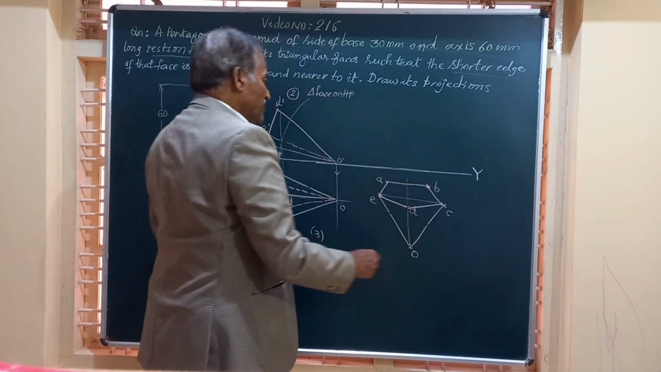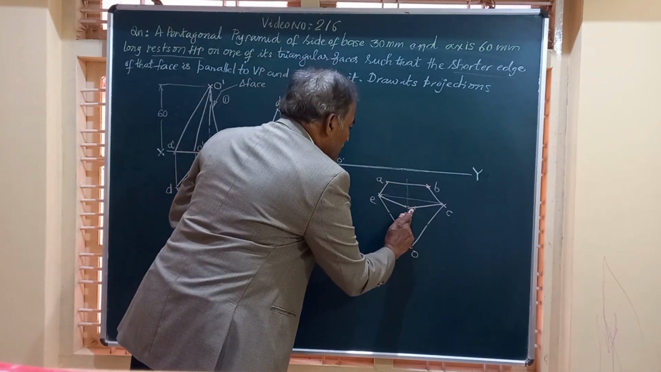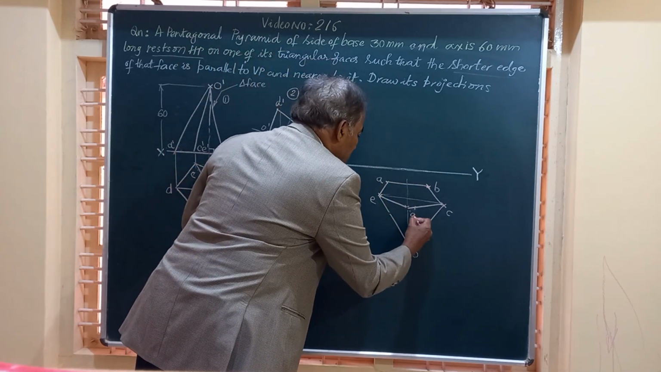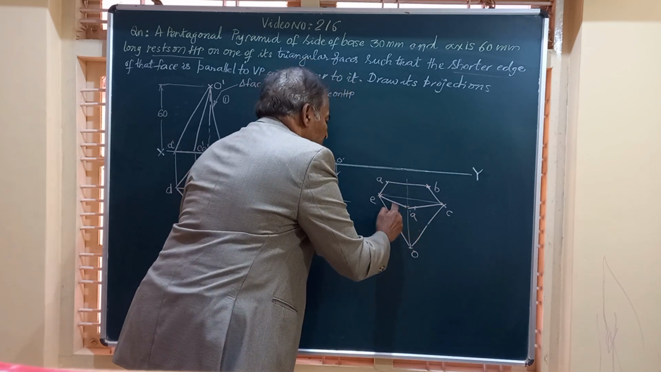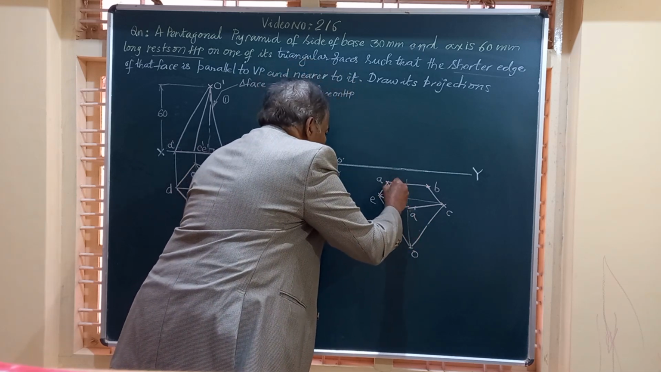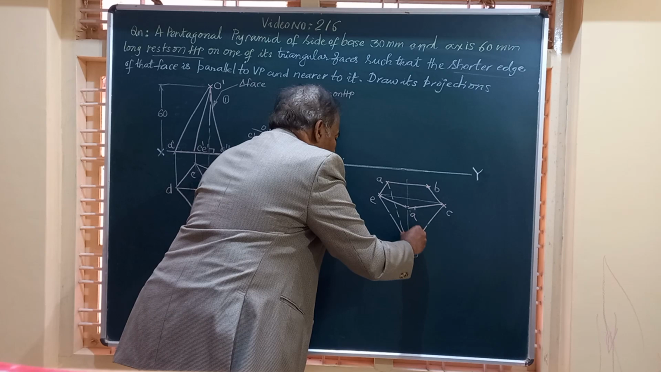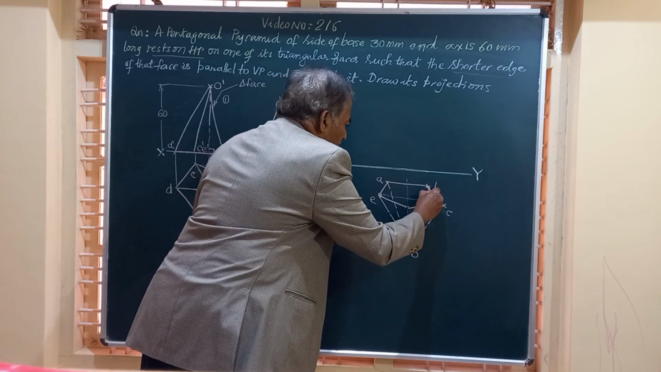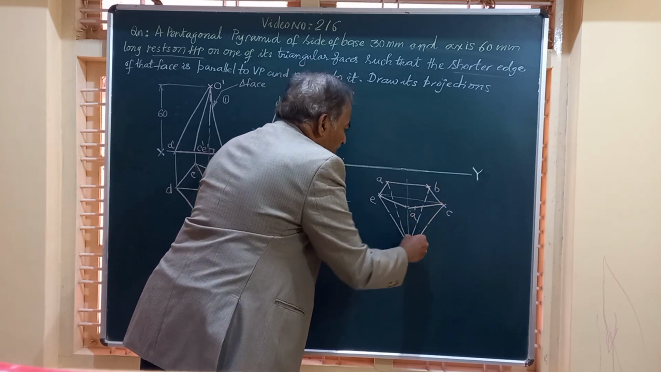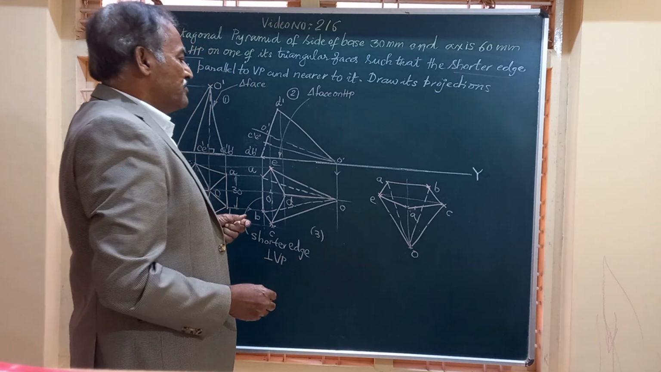A, B, C, D, E we have got. So when you are joining this O to A, this is intersecting with this. So what are the figure we have got before? We are just retracing that. So this also is going to be a dotted line, invisible line.